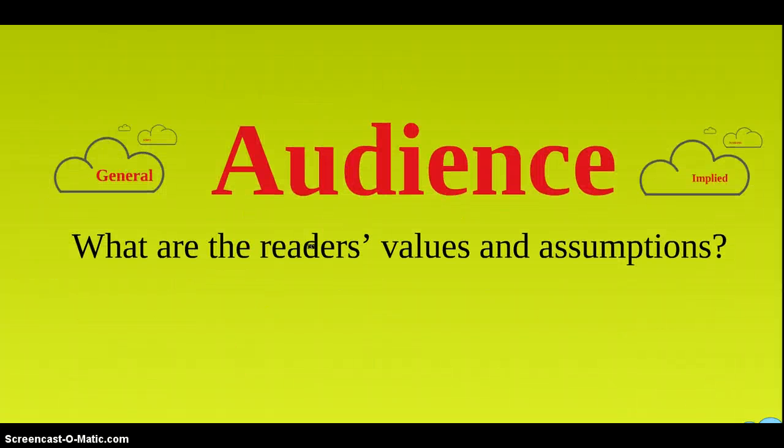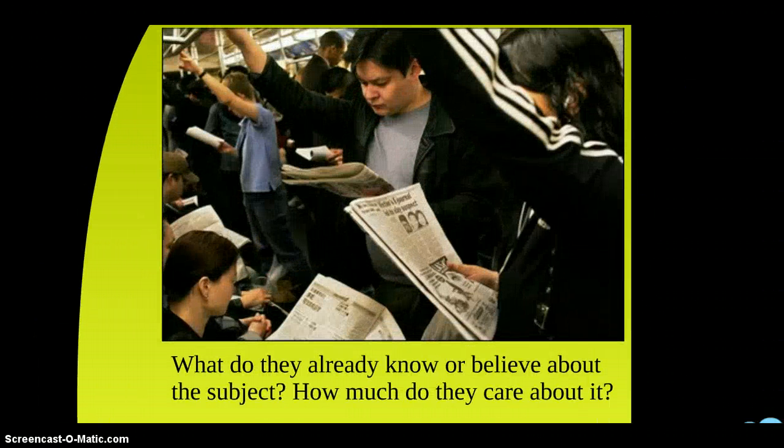Audience is the next element you want to consider when reading a text rhetorically. Writers ask questions of their audience when they sit down to compose a text, including what are my readers' values and assumptions, what do they already know or believe about my subject, and how much do they care about my subject. It's very difficult when you're trying to reach a broad, diverse audience to be able to answer these questions for each audience member. But writers have to be tuned into their audiences so that they can meet the needs of the most audience members.